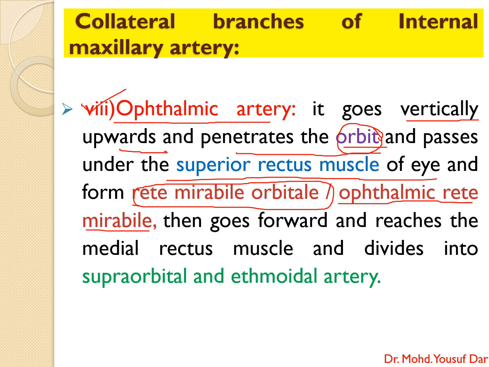So a vascular network is formed by the ophthalmic artery under the superior rectus muscle of the eye within the orbit. Then the artery goes forwards and reaches the medial rectus muscle and divides into supraorbital and ethmoidal artery. So the supraorbital and ethmoidal artery then divide.